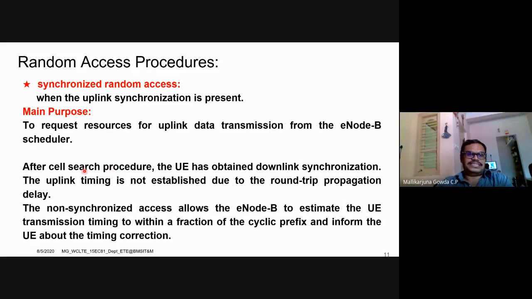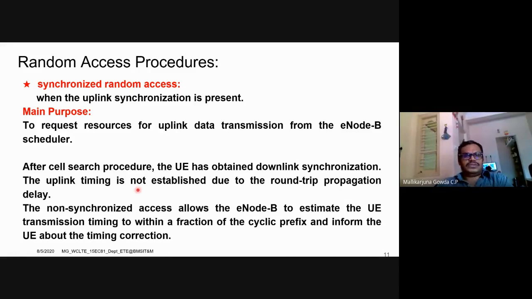As I said, after cell search procedure, the user equipment has downlink synchronization only, right? So it has not yet synchronized with the uplink. Why is it not uplink synchronized? Because of this round trip propagation delay, which I said is around 5 milliseconds. Because it takes time for processing of a packet from user equipment to the ENB, then ENB to the user equipment. So the total time will be around 5 milliseconds.